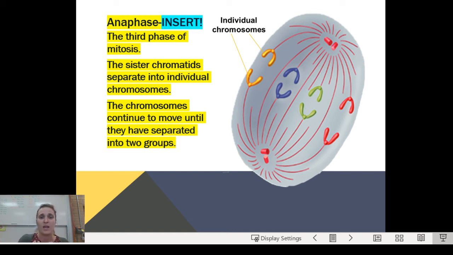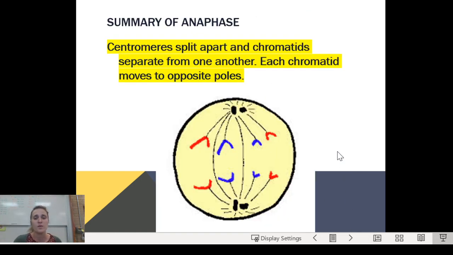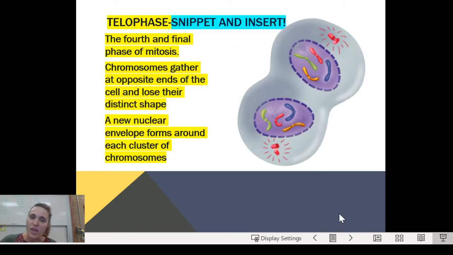So now all that duplicated material is going to be moving apart so that we can make it into 2 cells. The summary of anaphase: those centromeres split and the chromatids separate and move to opposite poles, because they're getting ready to split that cell into 2. The last phase of mitosis is telophase. So go ahead and title telophase, then pause and take a snippet of this picture of telophase and insert it into your notes. Telophase is the 4th and last phase of mitosis.